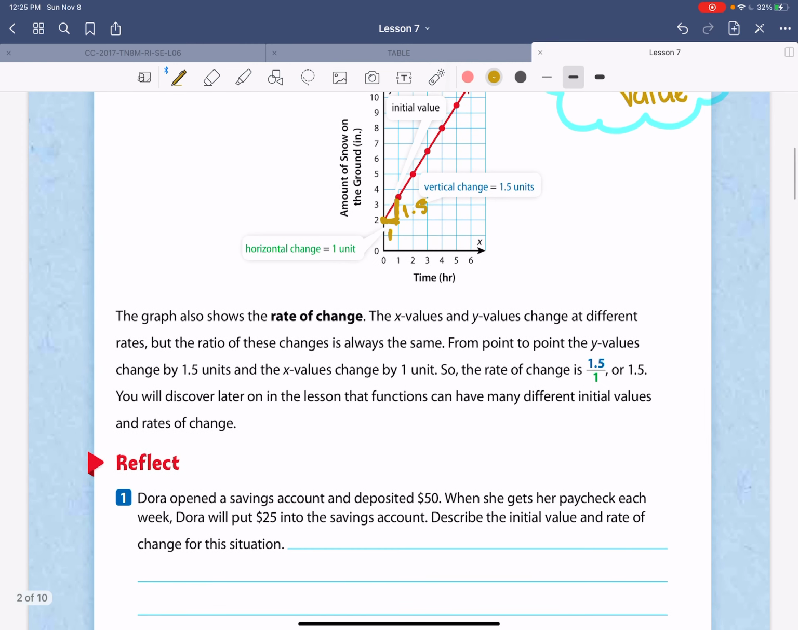So the graph also shows the rate of change. The x values and y values change at different rates, but the ratio of these changes is always the same. From point to point, the y values change by 1.5 units and the x values change by 1 unit. So the rate of change is 1.5 over 1 or 1.5. You will discover later on in the lesson that functions can have many different initial values and rates of change.